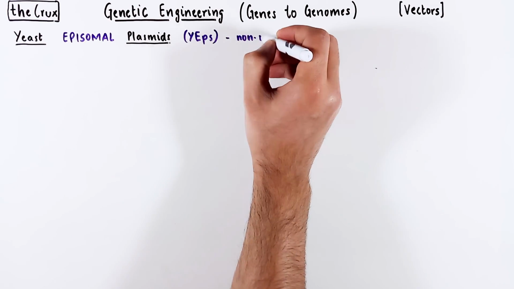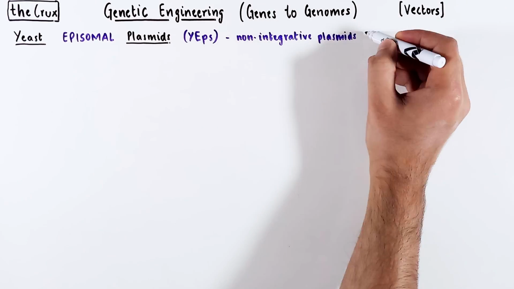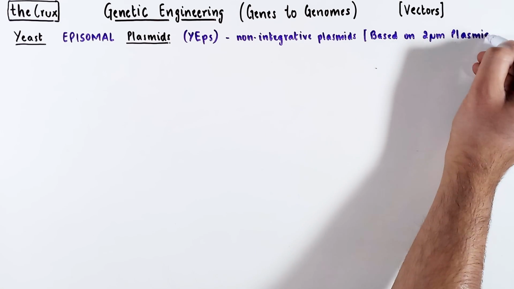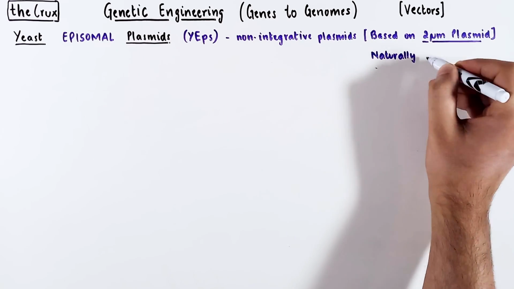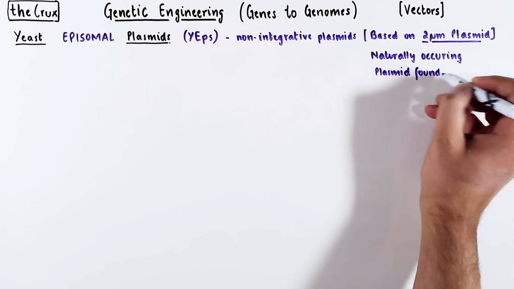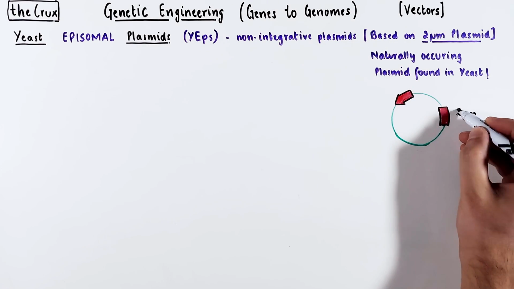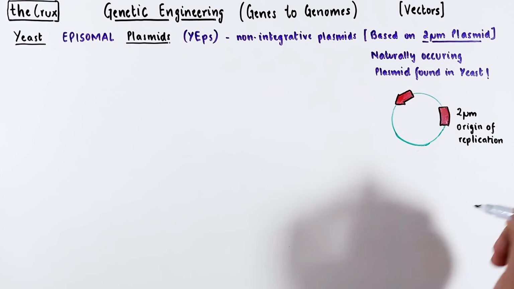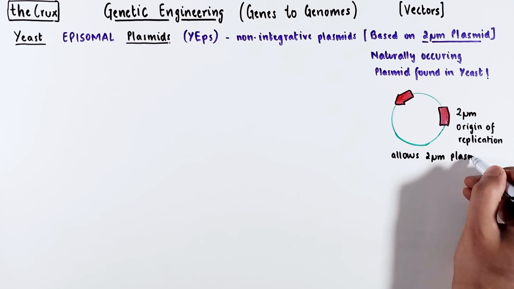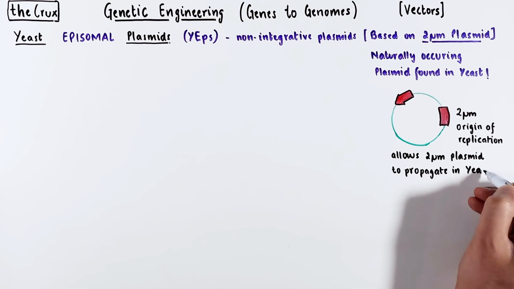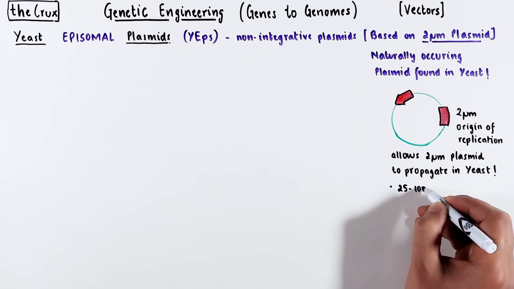They are non-integrating plasmids based on the 2-micron plasmid. The 2-mu or 2-micron plasmid is a naturally occurring plasmid found in all baker's yeast. The entire plasmid has a bunch of interesting features, but the one we care about is the origin of replication. This origin allows the plasmid to replicate and propagate within yeast at around 25 to 100 copies per cell.